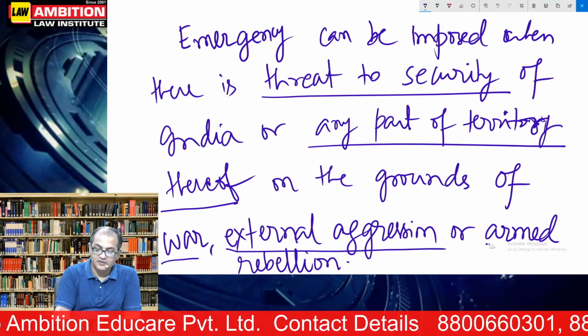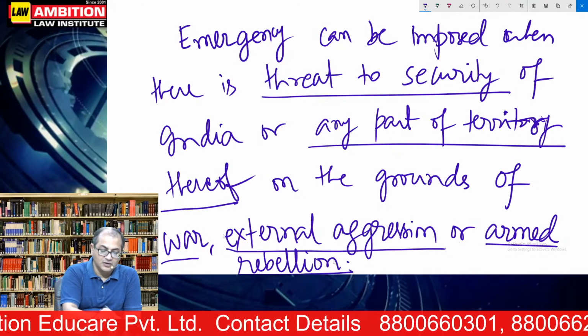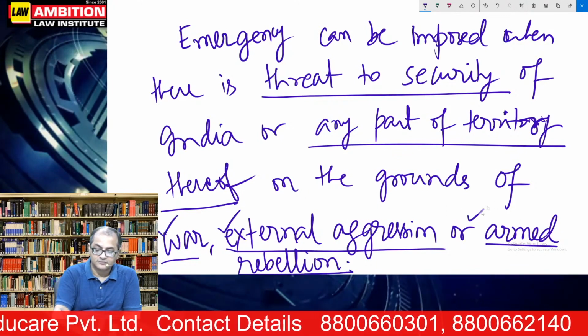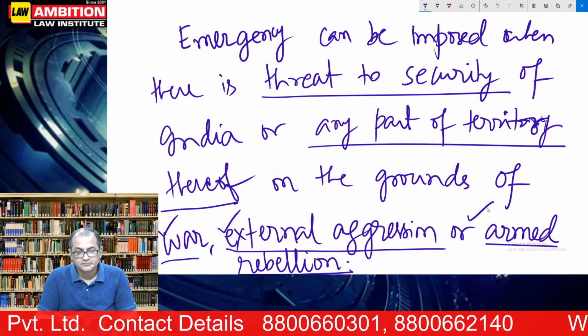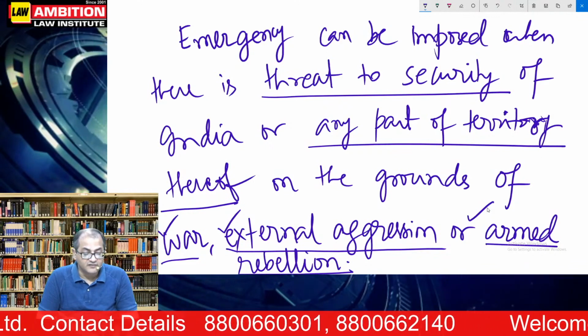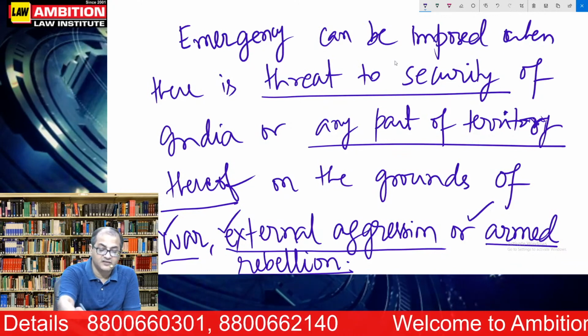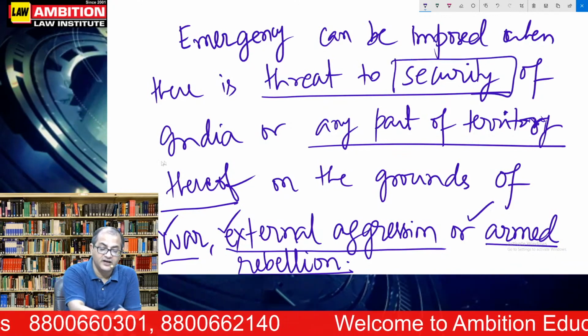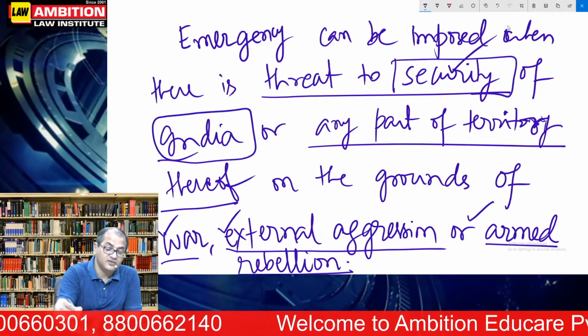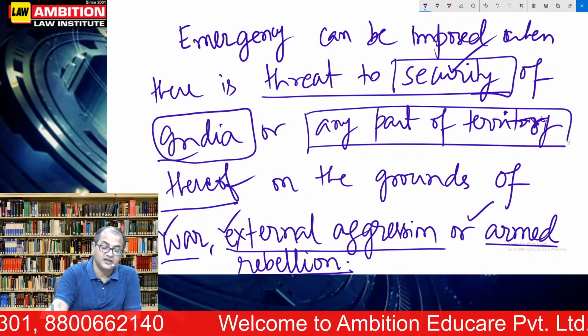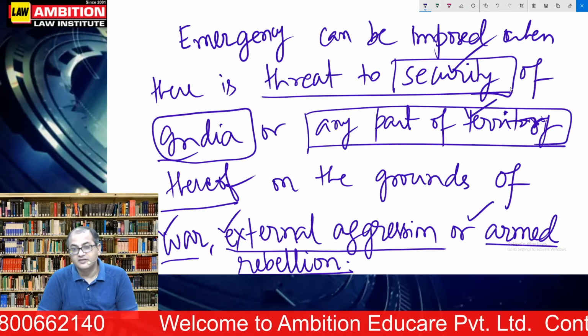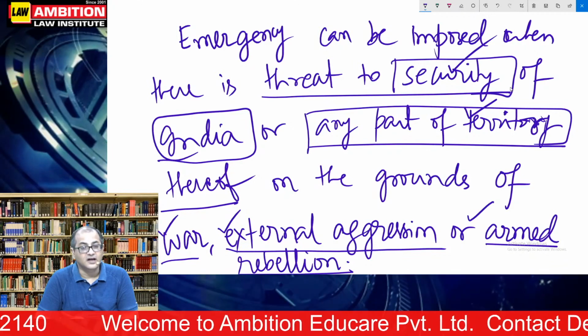War, external aggression or armed rebellion. So emergency can be imposed on these 3 grounds. Why? Because there is threat to the security of India. And tell me, when there is threat to the security of India or any part of the territory thereof, will you not take emergency action? The answer is yes.